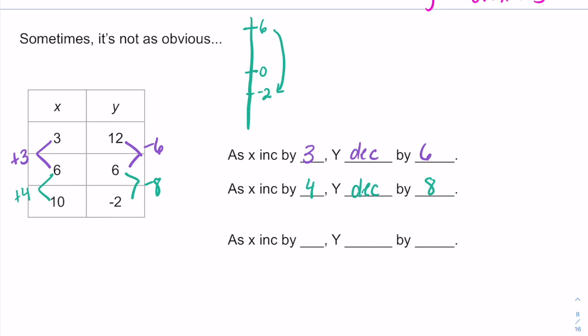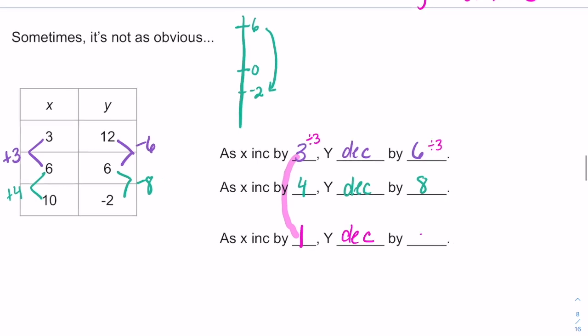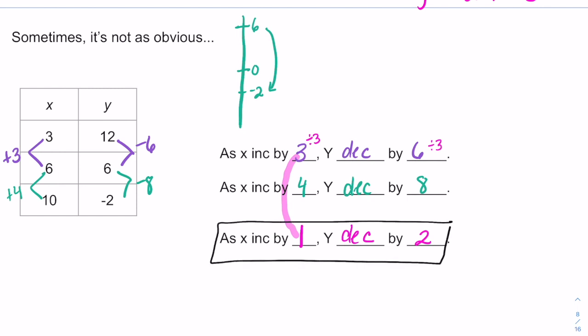What we have to do is find out what happens when x increases by 1. So if we were going to turn 3 into 1, we would have to divide by 3. So we also need to do the same thing with that change in y. We would divide it by 3. 3 divided by 3 is 1. Decreases is going to stay the same. 6 divided by 3 is 2. So we end up with the sentence that says, as x increases by 1, y decreases by 2.